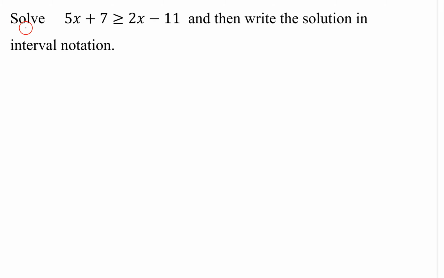In this problem, we're asked to solve 5x plus 7 is greater than or equal to 2x minus 11, and then we need to write the solution in interval notation. Well, what type of problem is this? Notice there's no equals in there. There's a greater than or equals to. Therefore, this is an inequality.